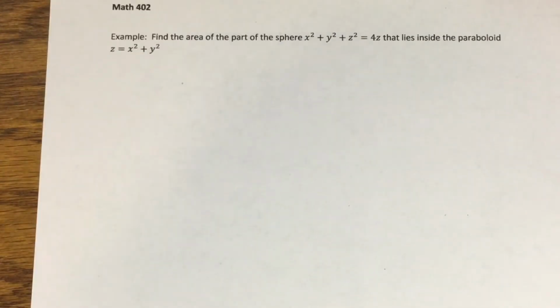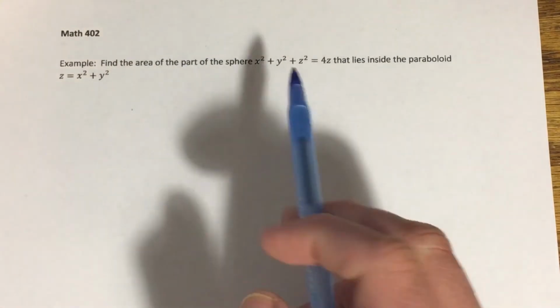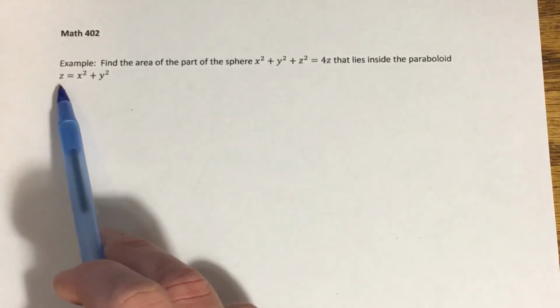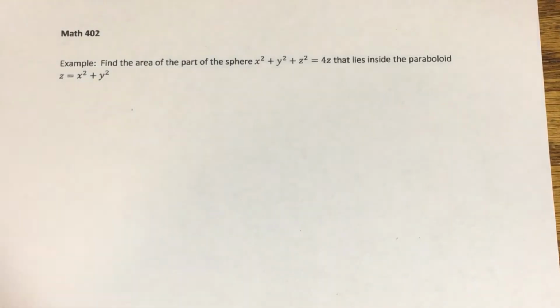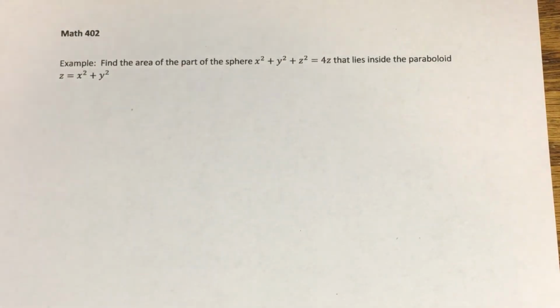So this is our second and final example for this section. This time I want to find the area of the part of the sphere shown here that lies inside the paraboloid z equals x squared plus y squared. This is tricky because it's not giving us a region in the xy plane explicitly. We have to do some work to figure out what the region D looks like.